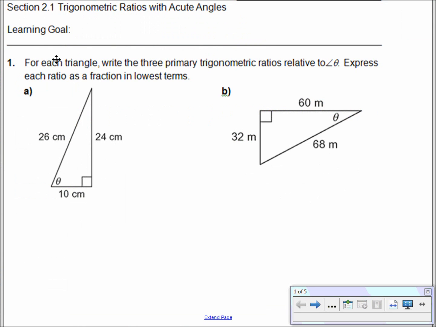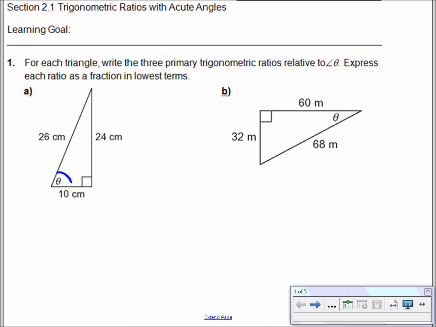Okay, for each triangle, write the 3 primary trig ratios related to theta. Express each ratio as a fraction in lowest terms. So we're not solving anything here. They just want us to set up the ratio, okay? Remember from the last lesson we just did, I said it's always based on the angle. So the first thing you want to do, always based on the angle, is identify your sides.